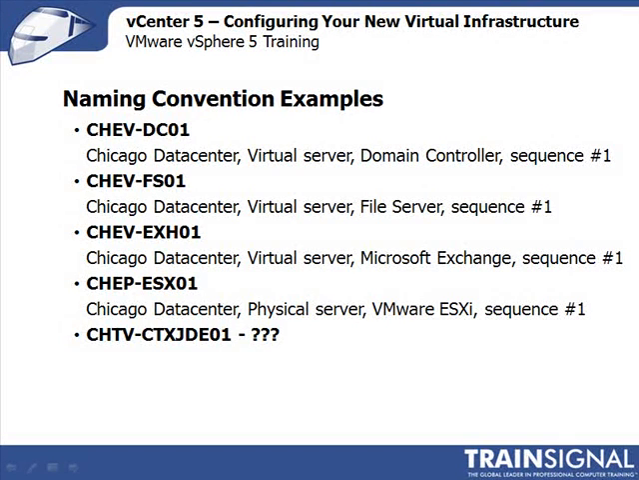So you can read this as Chicago. It is in the T data center, which could stand for test data center, or it could be your lab, for example. It's a virtual server, CTX JDE 01. Up here, it's again Chicago. It's in the E data center. It's a physical server, ESX 01.